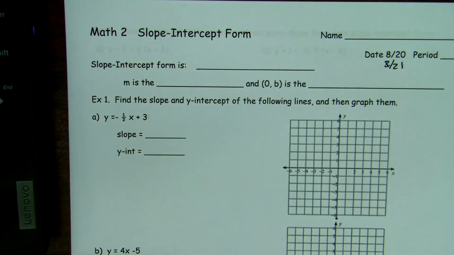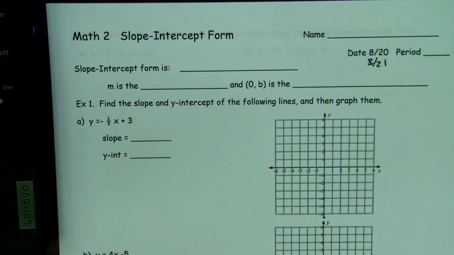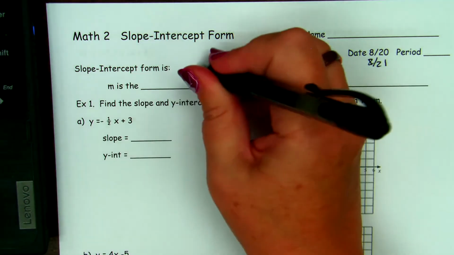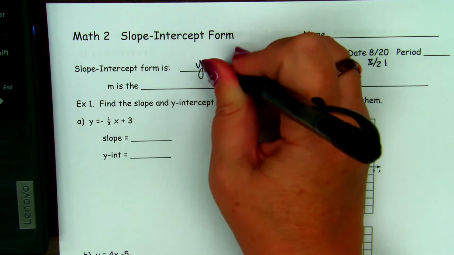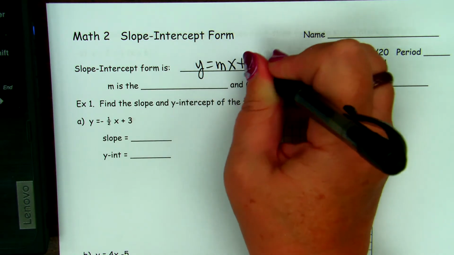Today we're going to learn about slope-intercept form. We've already learned about standard form and point-slope form, and now we're going to do slope-intercept form of a line. So slope-intercept form is y equals mx plus b.